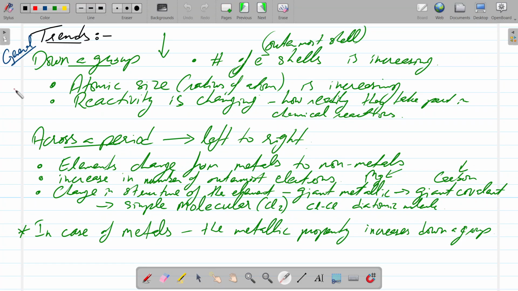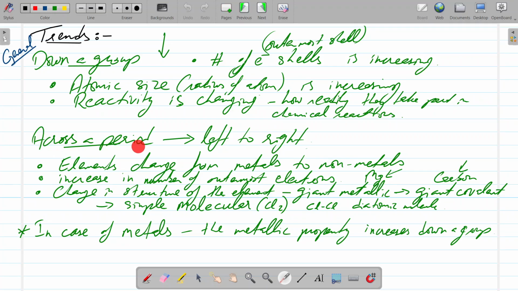There are certain general trends that we can observe. If we move down a group, the vertical columns, the number of electron shells increases, and that's because when we're moving down a group, we're actually moving into different periods. Atomic size, or the radius of the atom, is increasing again due to the increasing number of electron shells. And the reactivity changes. Now, it changes differently for different elements depending on which group they're in. The reactivity increases down a group or decreases, depending. That's how readily they take part in a chemical reaction.